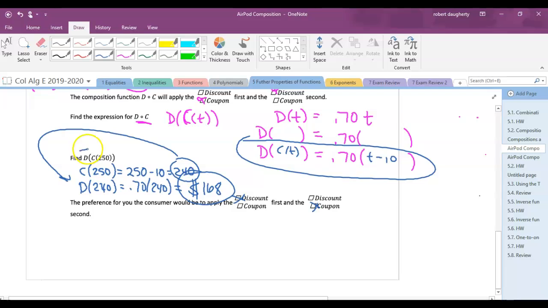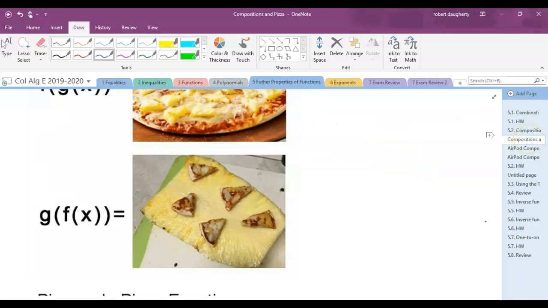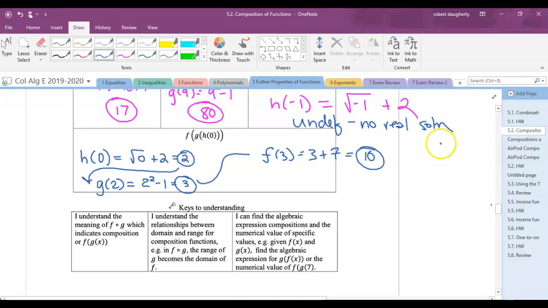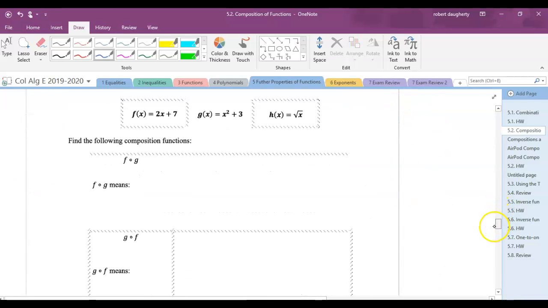Okay, if you're looking for a specific value, start in the middle, find C of 250 and plug that into D. If I'm looking for the expression for all values of the variable, that's where I write down the outer function first, blank parentheses, and then plug the inner function in, okay? So if you're looking for a specific value, that's when you start from the inside. If you're looking for the expression for all values, you're going to start with the outside. So let's do one more example before I turn you loose here.